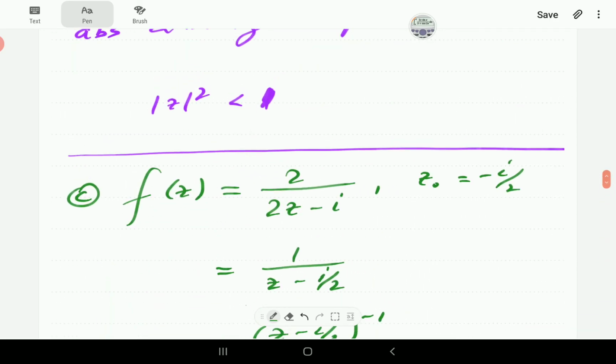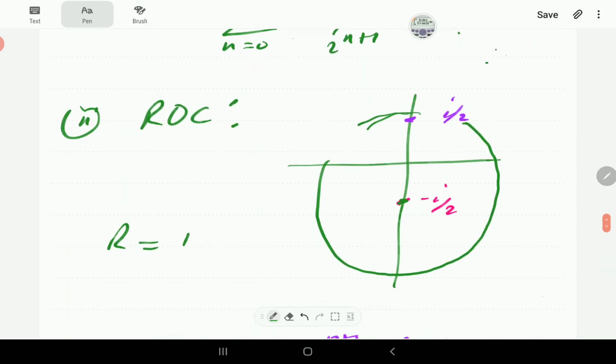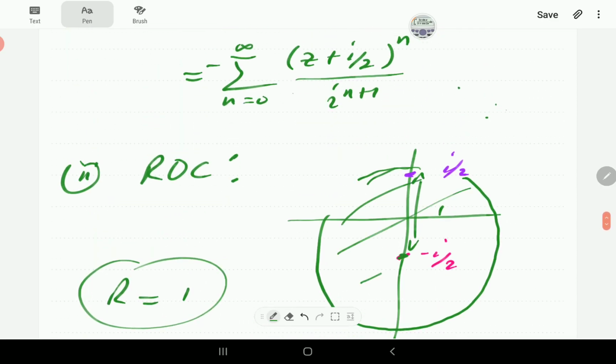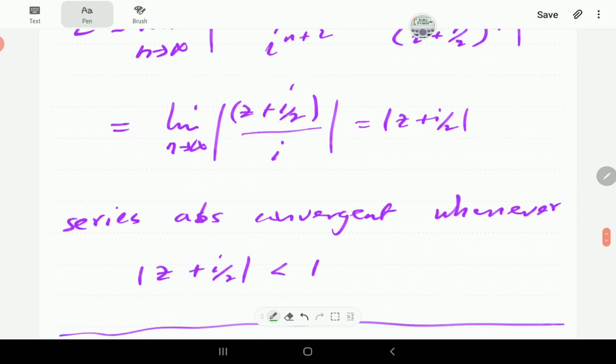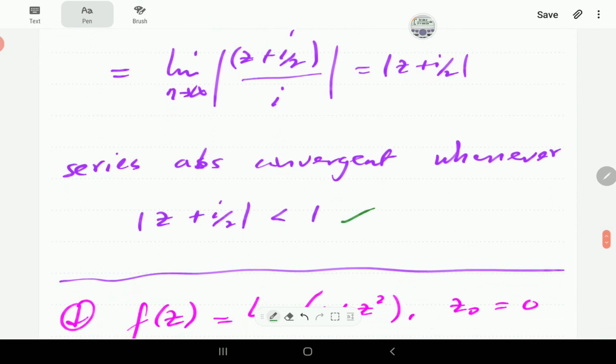If you look at this, it's singular when this denominator is 0, that means that z equals i on 2. And then the distance from here to there is going to be 1. So that means the radius of convergence is 1. Alternatively, of course, this region, we can express it as the magnitude of z minus, that's plus i on 2, less than 1. We can find this again by using the ratio test. It gives us exactly the same thing.